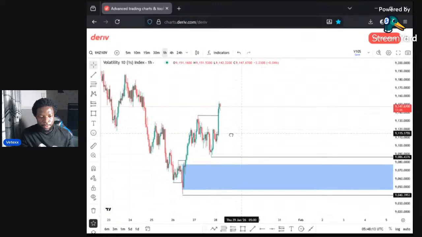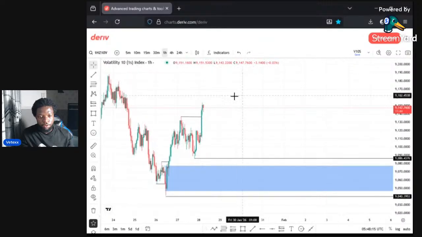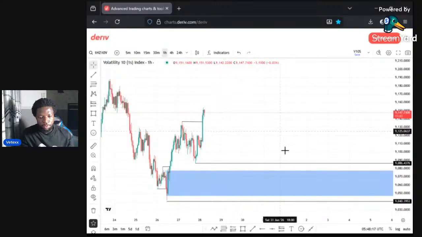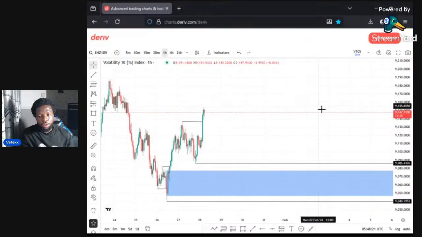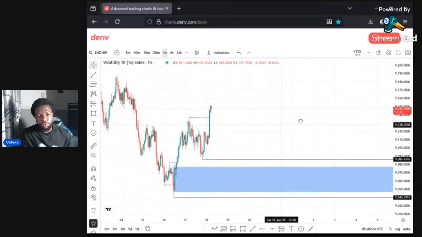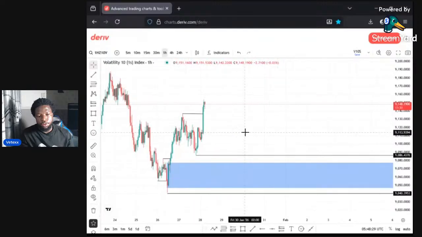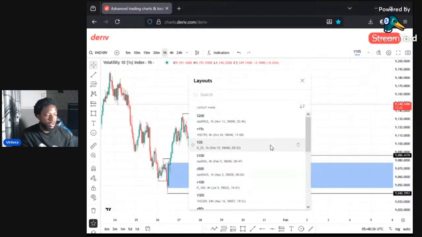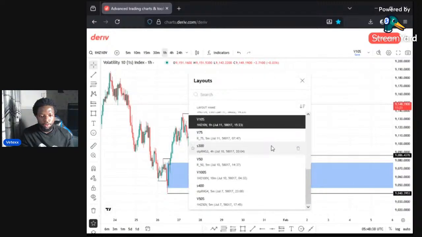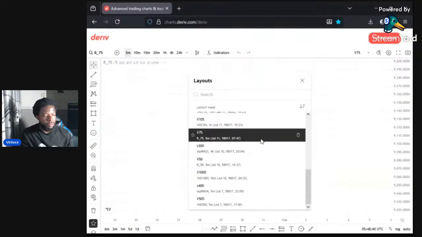So we anticipate price to move a little bit, give us space, and then come back to this zone, and then start giving us a series of 15-minute continuation, 10-minute continuation to the opposite direction. So this is what you're anticipating on V10S. So let's check out the next pair, which is V75.